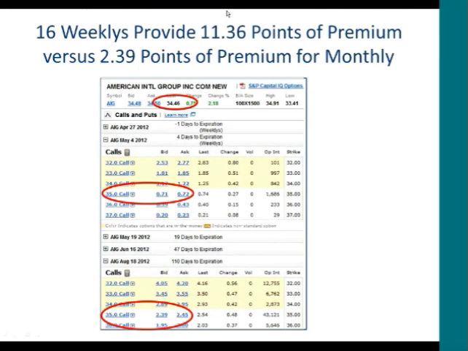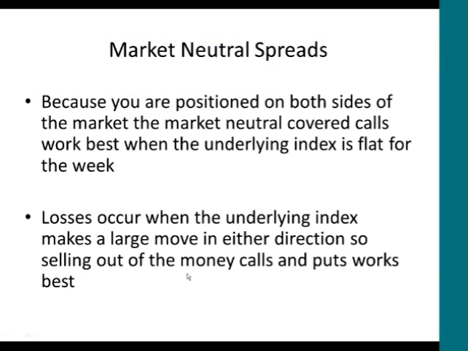Here's another example for AIG. In this example, the weekly you could sell at 71 cents, and the August monthlies you could have sold at 2.39. So you're going to have 16 of these weeklies, which adds up to over 11 points versus 2.39 points of premium for selling the monthly option over the same time period. So that's why these weeklies are so lucrative.